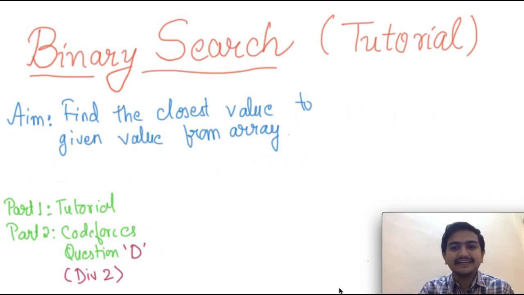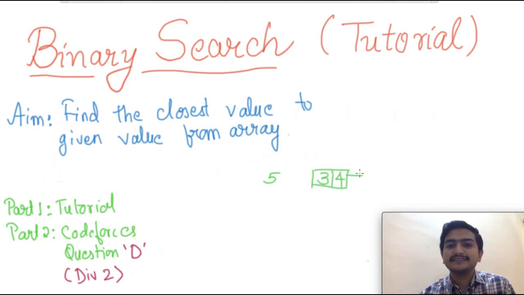In this tutorial I will be discussing a unique variation of binary search in which I will be finding the closest value to the given value from the array. In normal binary search we check whether a value is present or not, but in this we'll get the closest value. Suppose we want to find 5 and the array does not contain 5, rather it contains only 3 and 4, only two elements, then our function should return 4, because 4 is closest to 5.